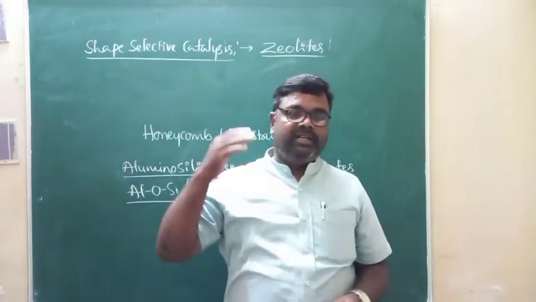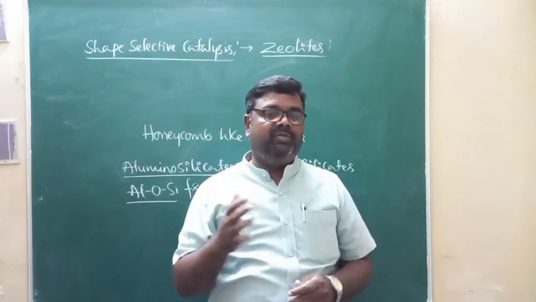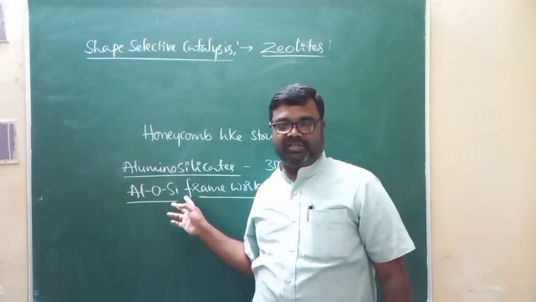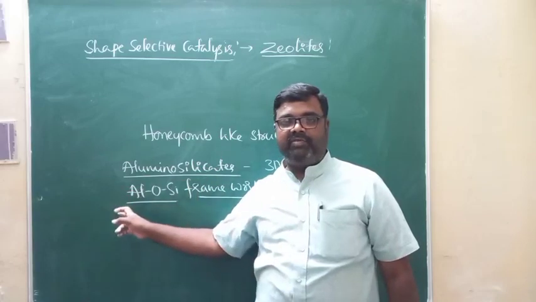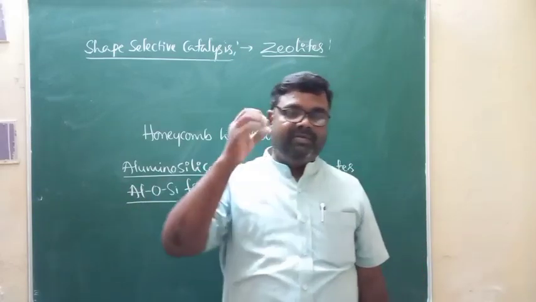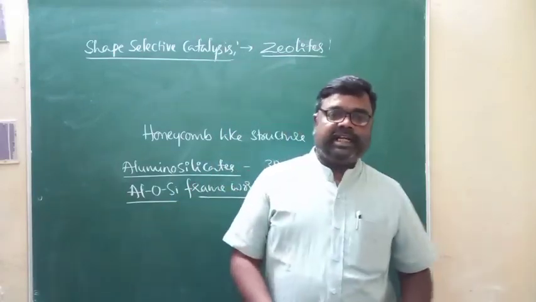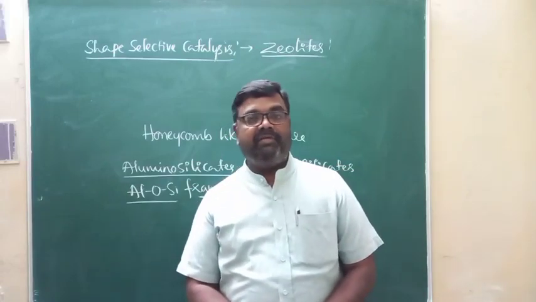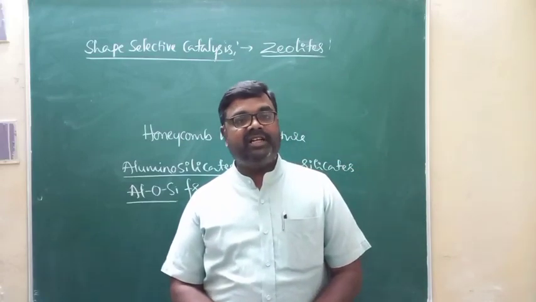That is, if you observe the structure of aluminosilicates, it is characterized by a network of Al-O-Si bonds. And because of that, we'll find various cavities and pores on the surface of the catalyst. The catalytic activity of zeolites depends on the size and shape of the pores and cavities on the surface of zeolites and also the size and shape of the reactant and product molecules.